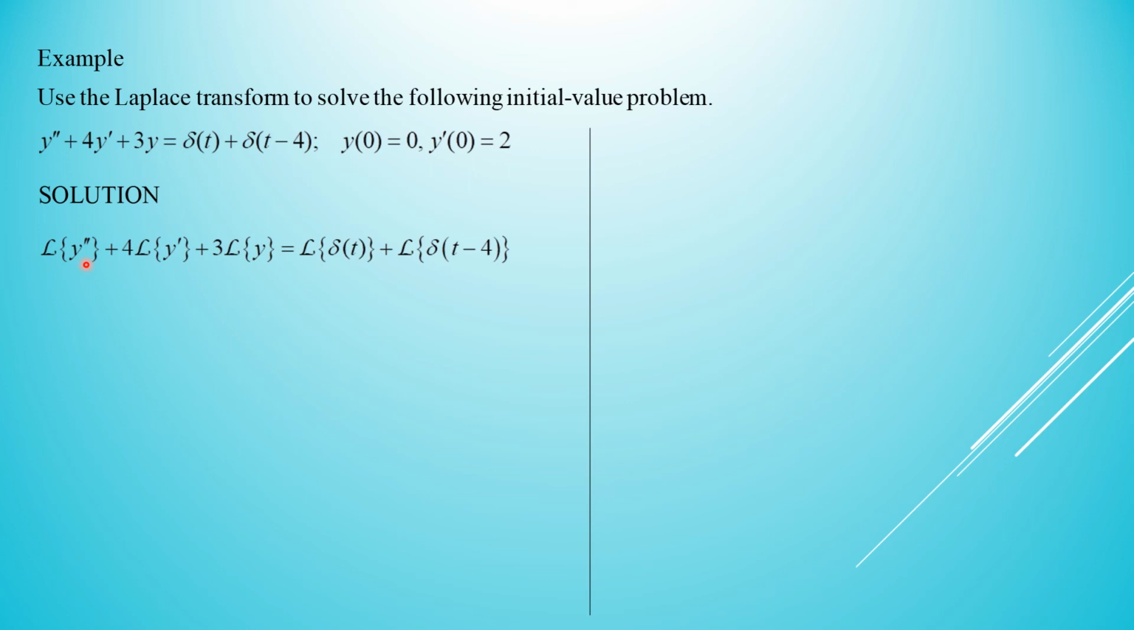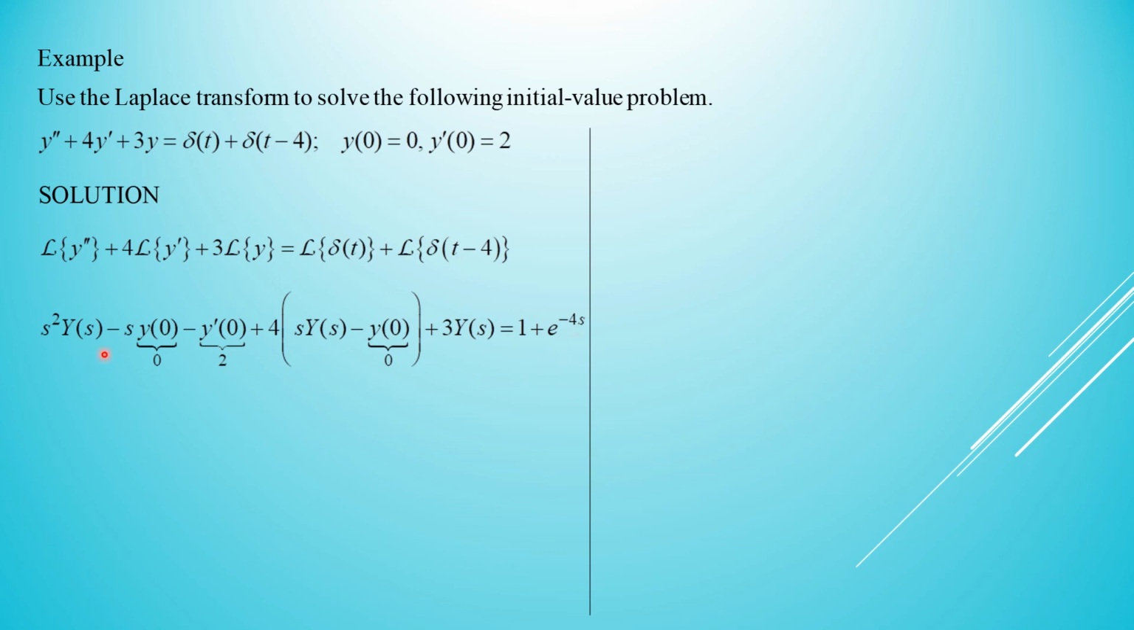Okay, so the Laplace transform of y double prime is given by s squared Y(s) minus s y of 0 minus y prime of 0, plus 4 times the Laplace transform of y prime. Okay, the formula for the Laplace transform of y prime is s Y(s) minus y of 0, plus 3 times, now the Laplace transform of y is simply Y(s). On the right side, for the Laplace transform of delta t and the Laplace transform of delta t minus 4, we can get these results by referring to formula number 26 in the table of Laplace transforms. Okay, so the Laplace transform of delta t is equal to 1 and the Laplace transform of delta t minus 4 is e to the power of negative 4s.